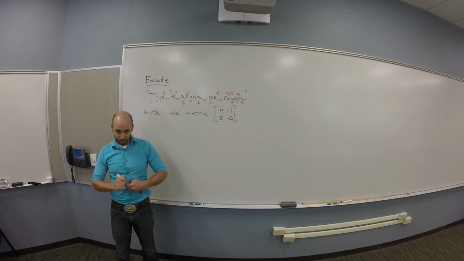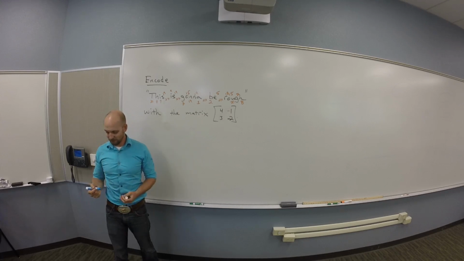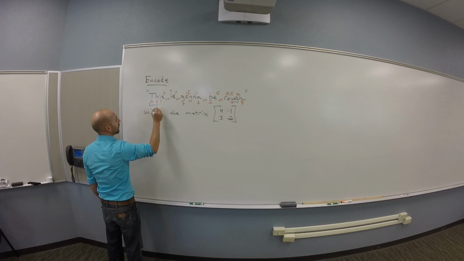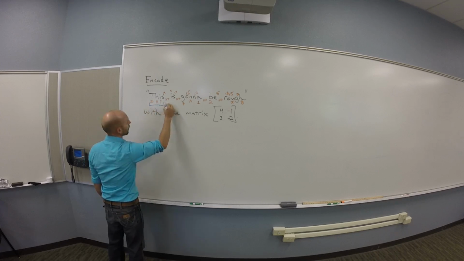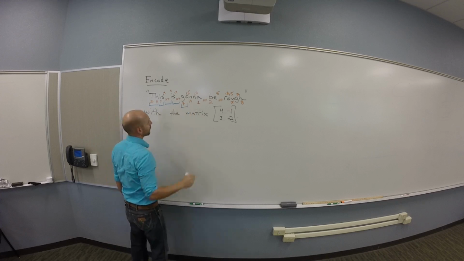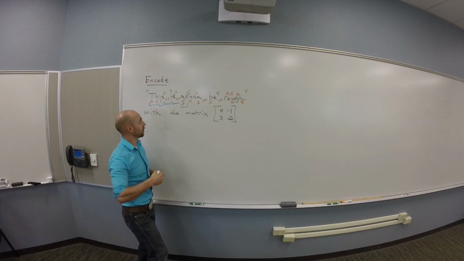Okay, so I codified everything in terms of numbers. And then what else do I need to do? Make 2 by 1 vectors. Good, I need to make 2 by 1 vectors. So here's a vector, there's a vector, there's a vector. Oh my god, this is going to get boring. So continue this process.